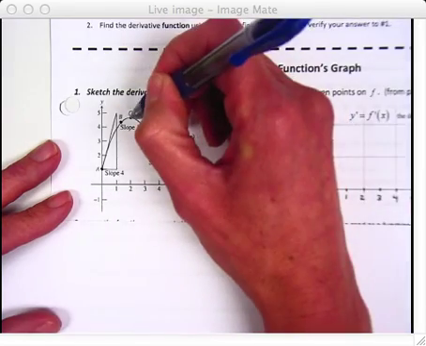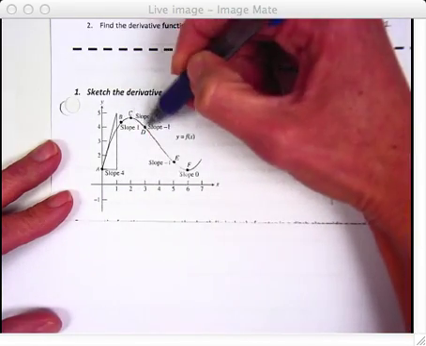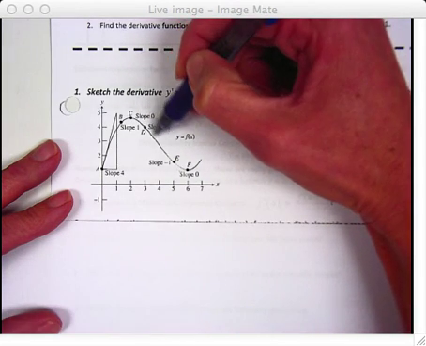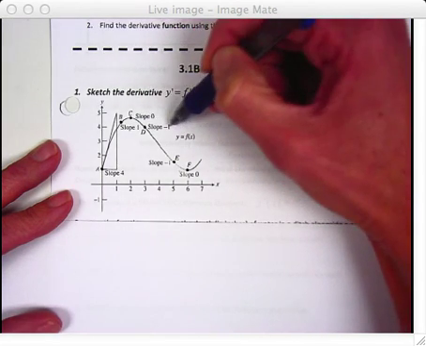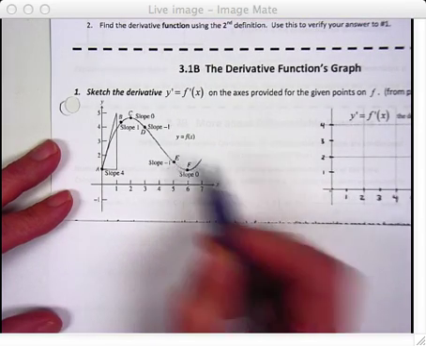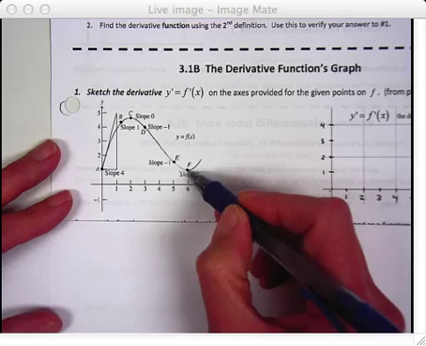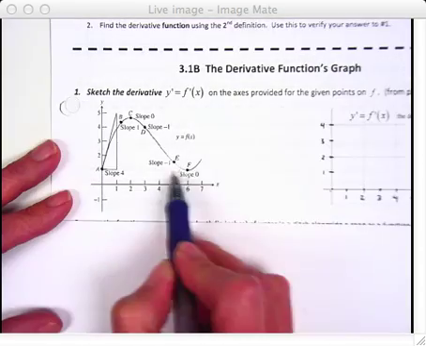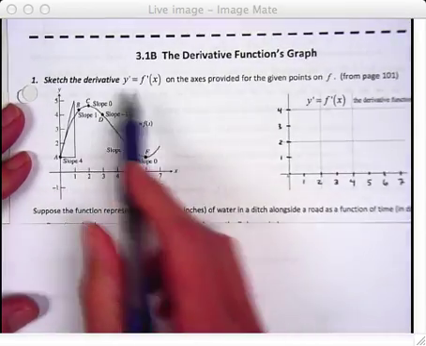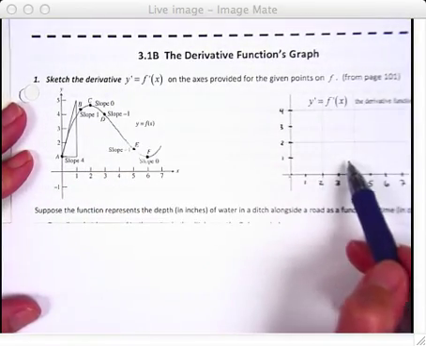Notice that as the curve starts to decrease, my slope values are going to be negative. So at D, the slope of this tangent line that I would draw would be a -1. Over here at E, it's also -1. And down here, you were told that at point F, the slope is a 0. So it says sketch the derivative over here.